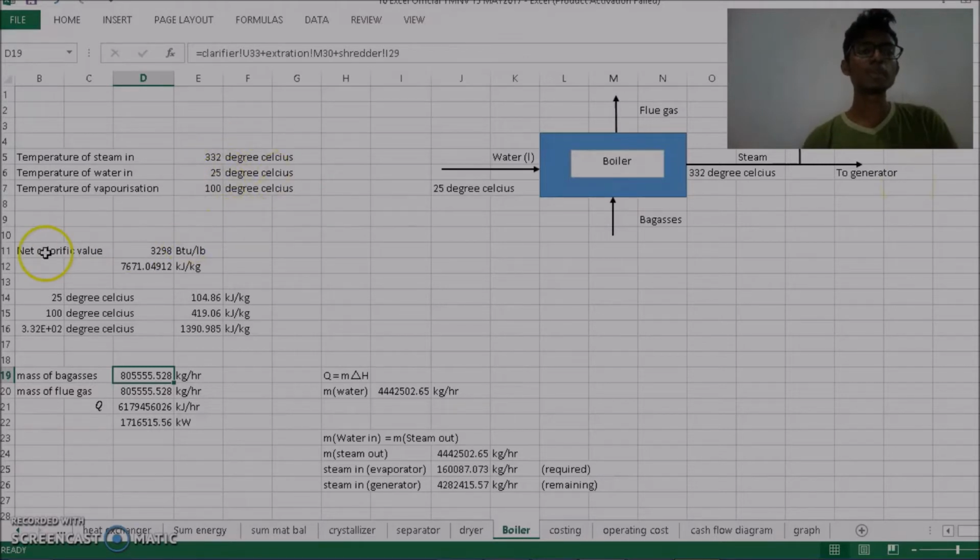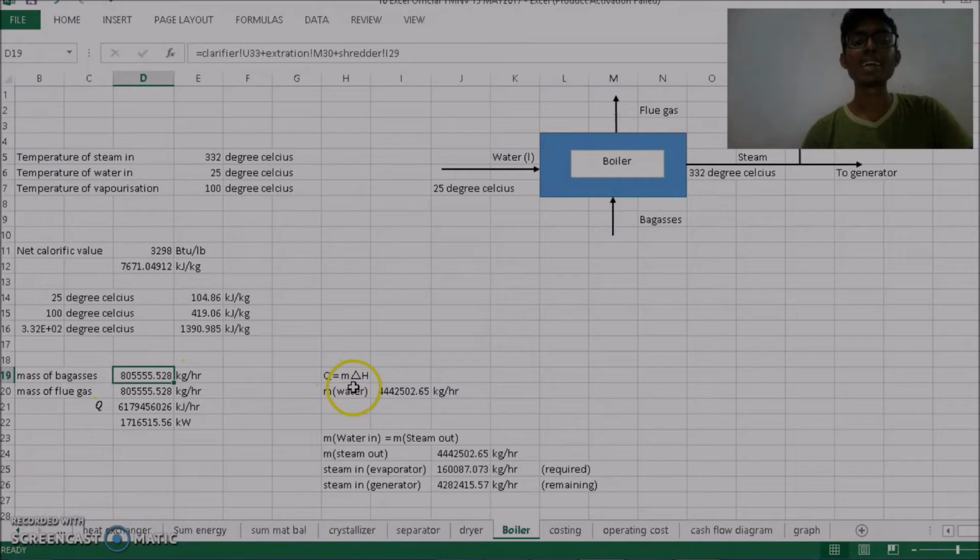Based on the reference, the net calorific value of the boiler is 7,671 kJ per kg. Since we got the degrees Celsius and also the specific enthalpy from the table, we interpolate to find out the specific enthalpy at 332 degrees Celsius. The mass of bagasse is obtained from the bagasse getting out from the extractor, clarifier and also other processes.